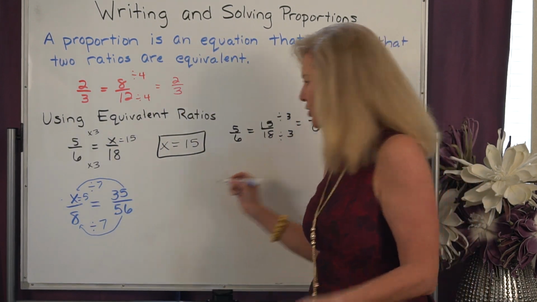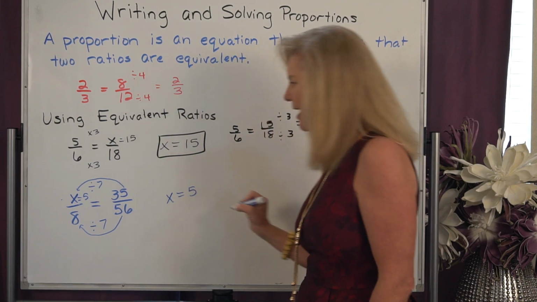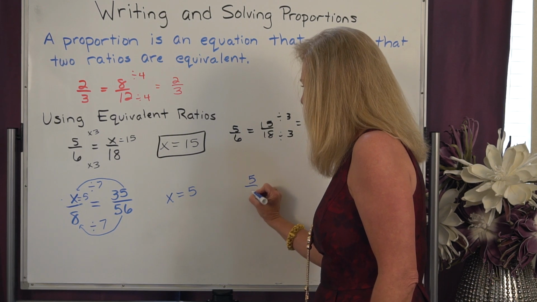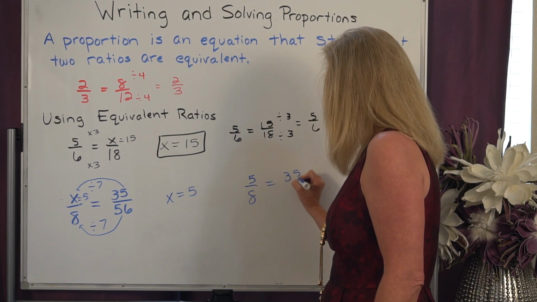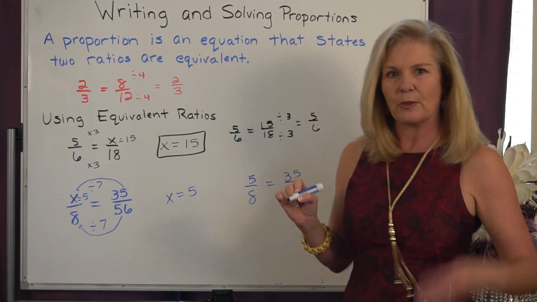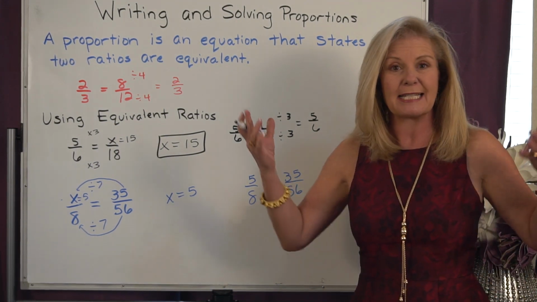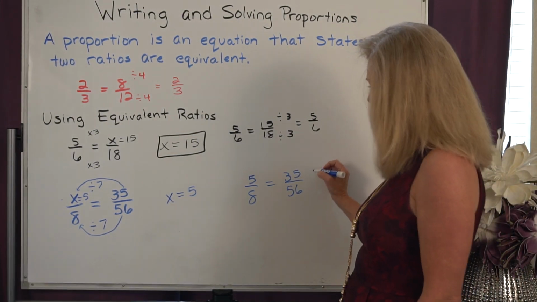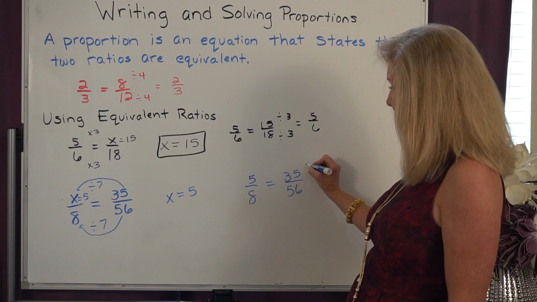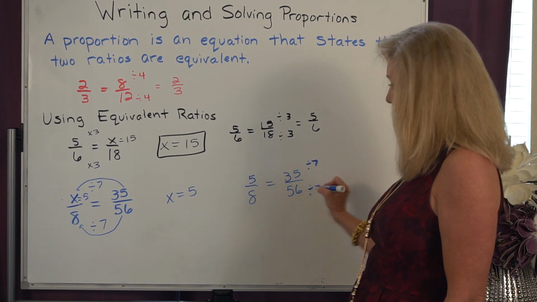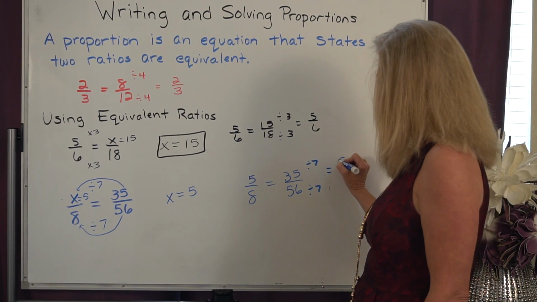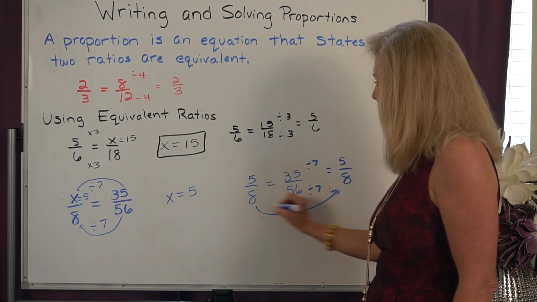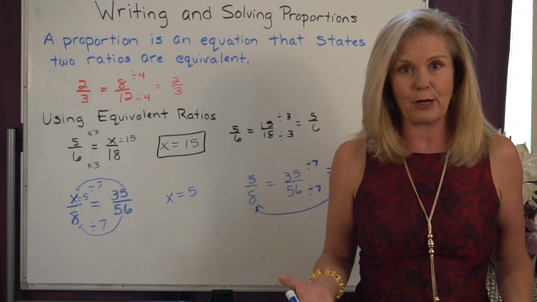So now I'm going to go check. If I think that x has to be 5, I'm going to build that proportion. So I'm going to say 5 is to 8 as 35 is to 56. Well, again, let's look at them in lowest terms because that always tells us if they are proportional. So I know that I can divide both of these by 7. And when I divide 35 by 7, I get 5. 56 divided by 7 is 8. They are the same. Therefore, that is a proportion.